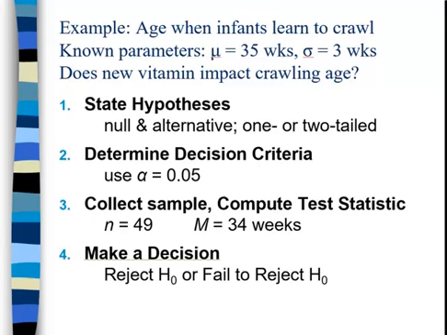We've got a sample size of 49 with a sample mean of 34 weeks. Based on the results of your sample statistic, determine whether or not it falls within your critical region or outside of your critical region, and simply make a decision where you either reject the null or fail to reject the null hypothesis. So go ahead and pause the video. You should be at this for maybe 7 to 10 minutes would be my guess. Once you've gone through the 4 steps, come back to the video and I'll show you how I did it.